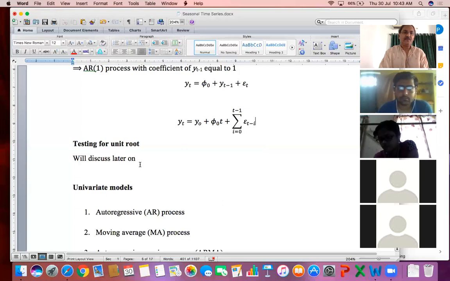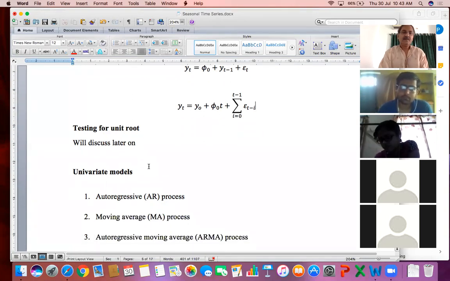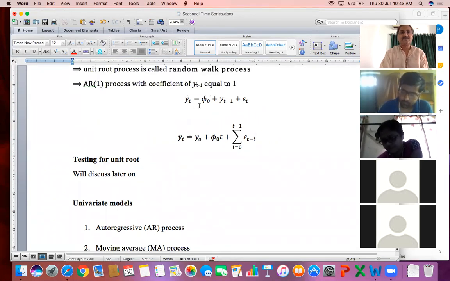Before going into the unit root test, let us try to understand the possible types of stochastic process a time series may follow. That is, how we can express the behavior of a time series, or how we can specify and develop a time series model, a univariate model. Univariate model means we are considering only one variable. Look at this model. This is a univariate time series model. We are considering only one variable, y.